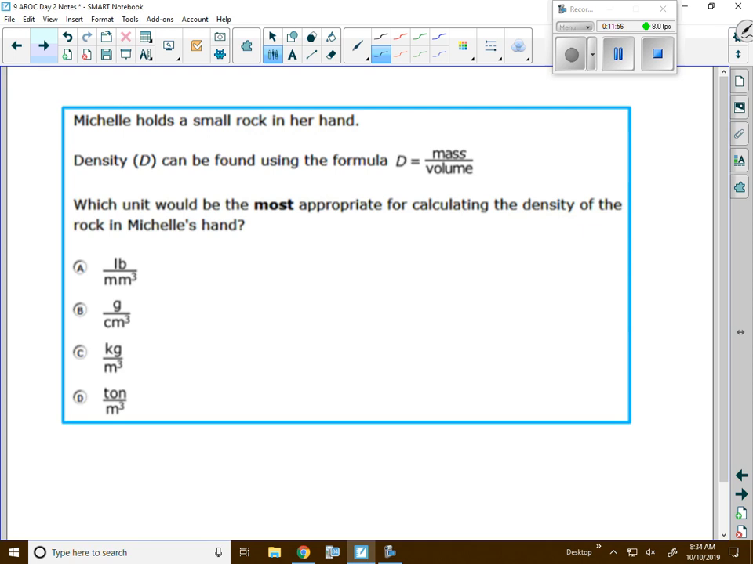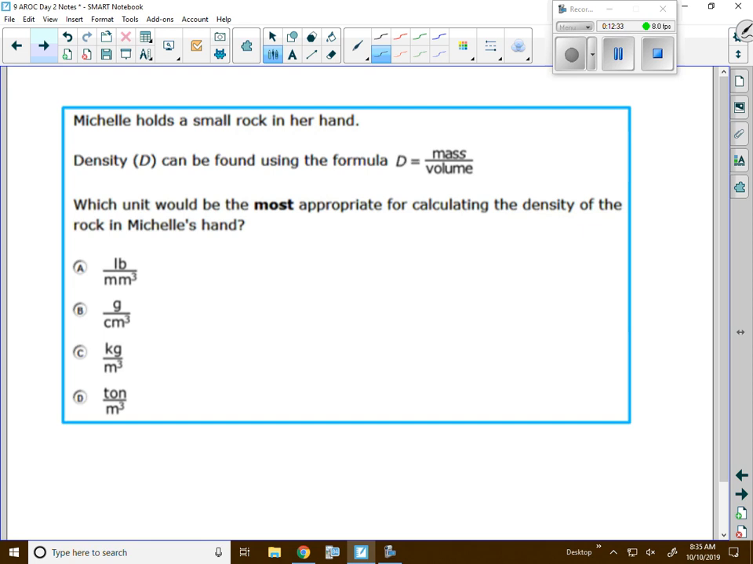Michelle holds a small rock in her hand. Okay, density can be found using the formula density equals mass divided by volume. Which unit would be the most appropriate for calculating the density of the rock in Michelle's hand? So does anybody know how we measure mass? Okay, but I'm saying what unit of measurement is mass in? It could be grams, it could be pounds, it could be kilograms, maybe tons.